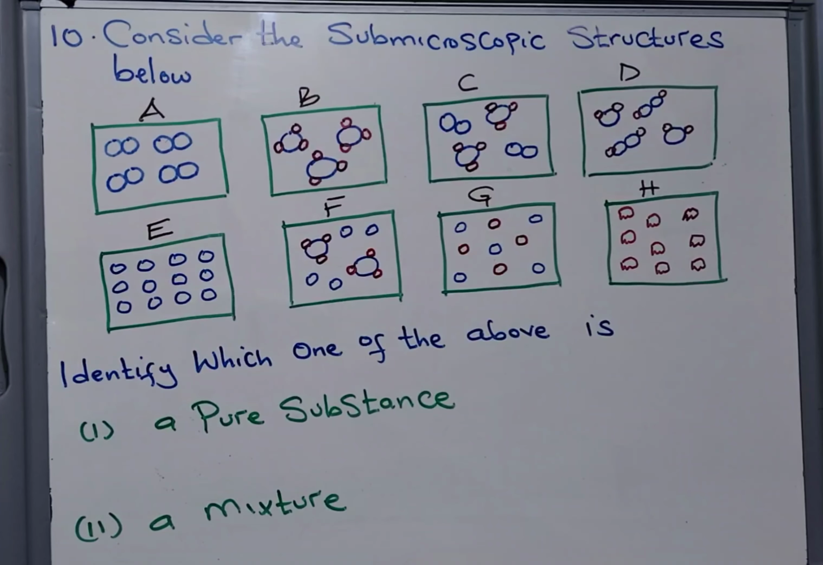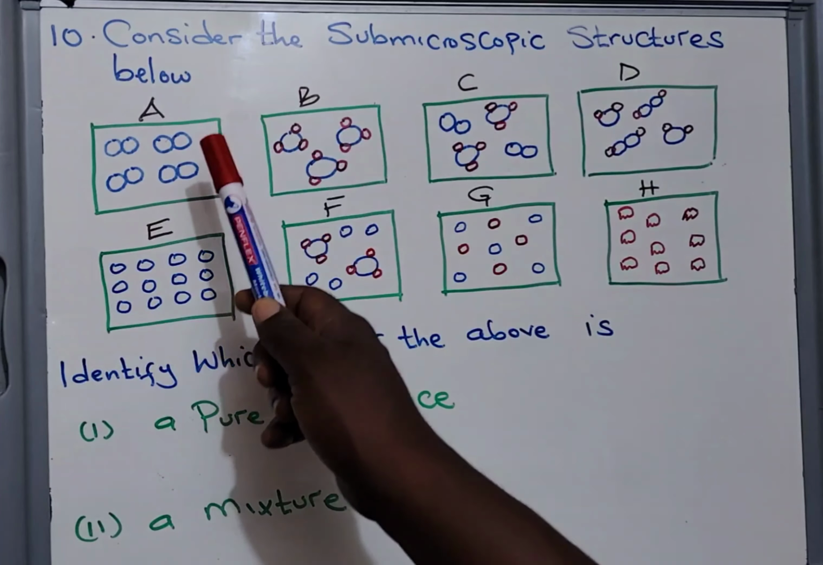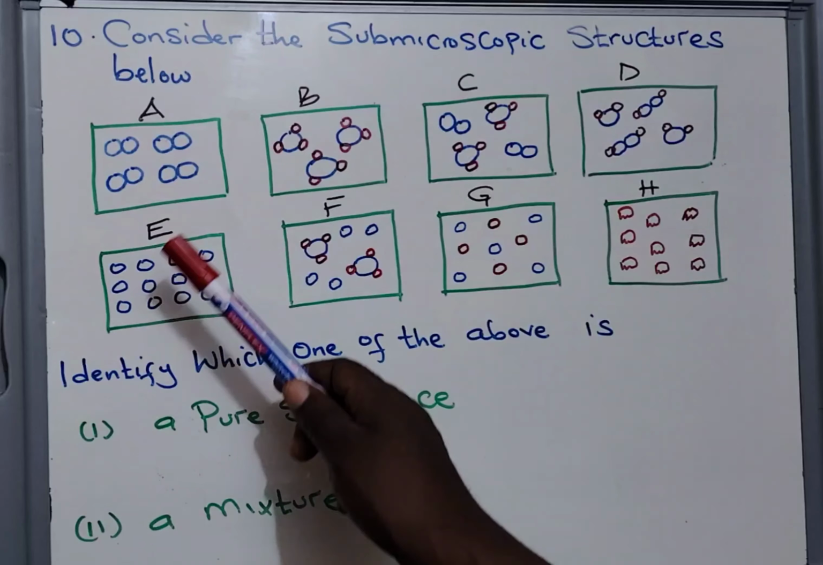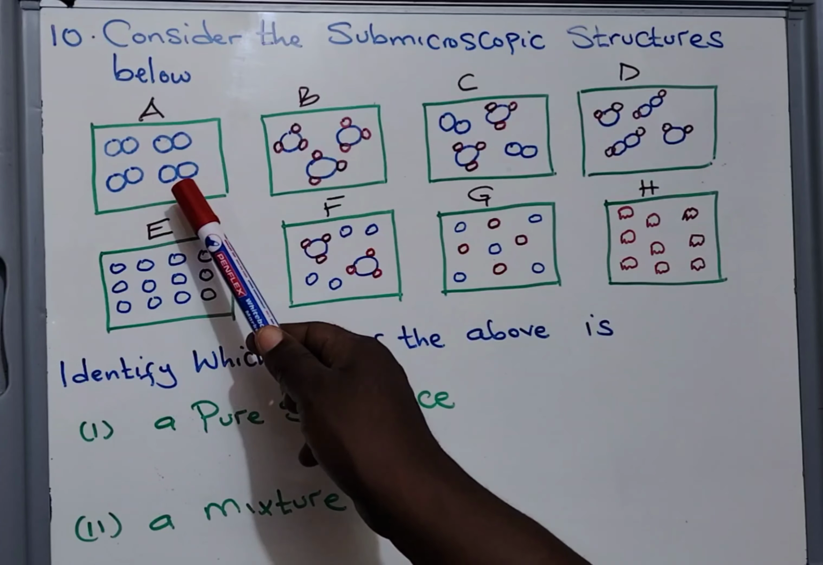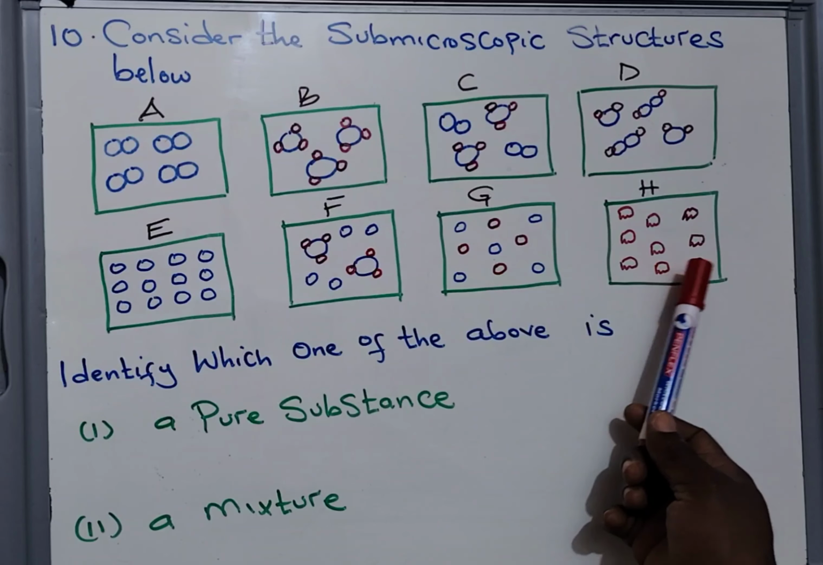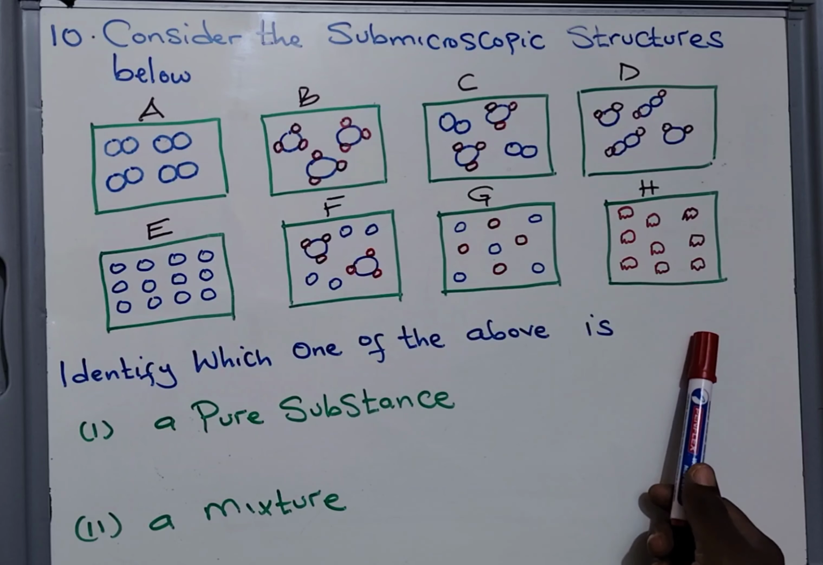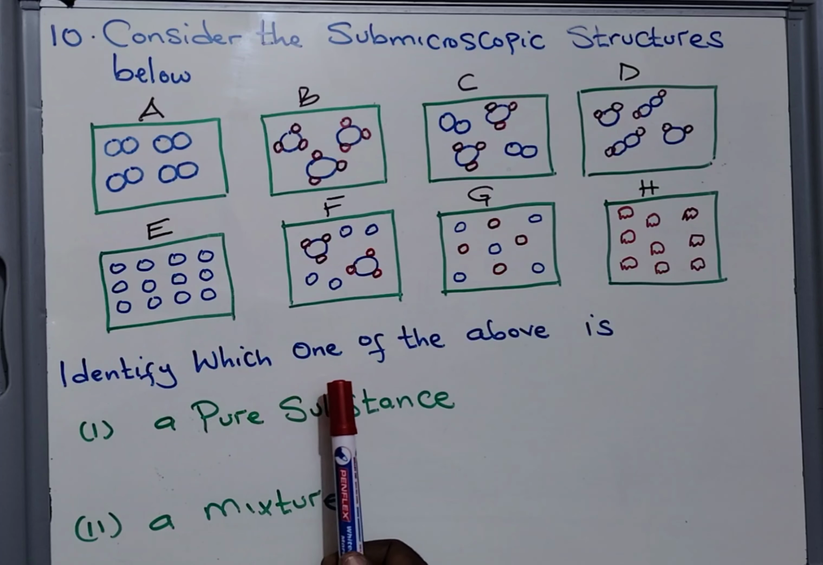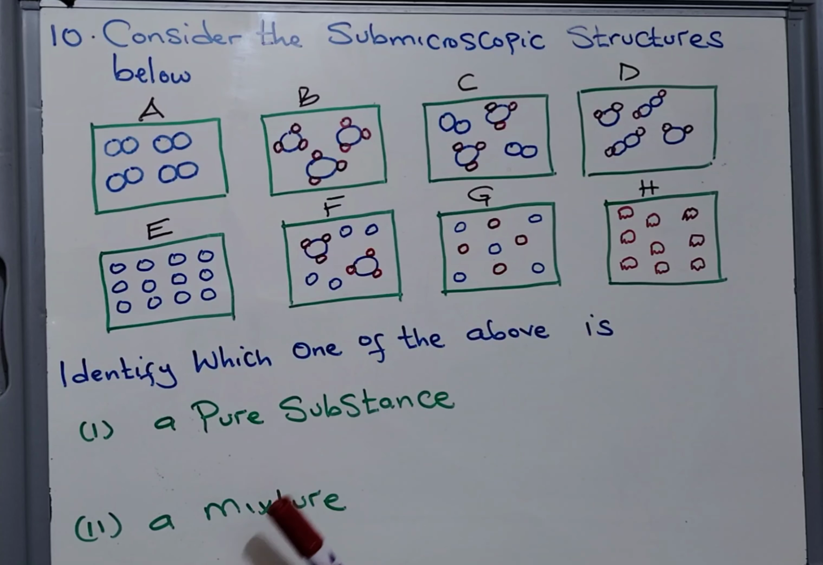Yeah, today we are looking at this question. It's a grade 8 natural science question. It says, consider the submicroscopic structures below. So these are the structures we are having from A up to H. And the question says, identify which one of the above is a pure substance.